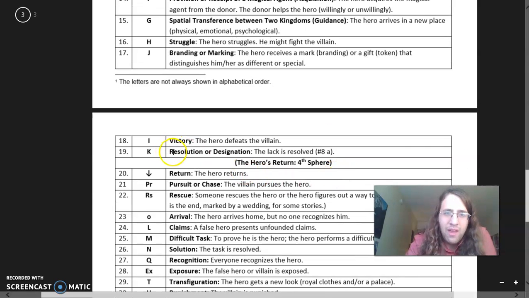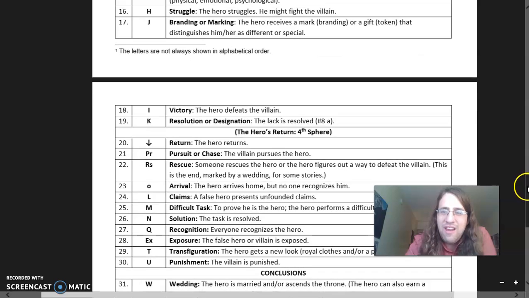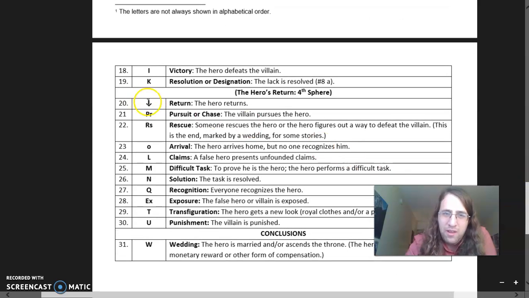Okay, then we've got letter K. Letter K is solving the original problem. That's an important one. We talked about how in Shrek, the original problem of fairy tale creatures in his swamp is solved, but that doesn't mean his story is over. The original problem is solved, but that isn't actually the final victory of the hero. Downward arrow is the return of the hero to homeland, and this may sound familiar to Joseph Campbell. It's a similar thing, just a different way of talking about it.